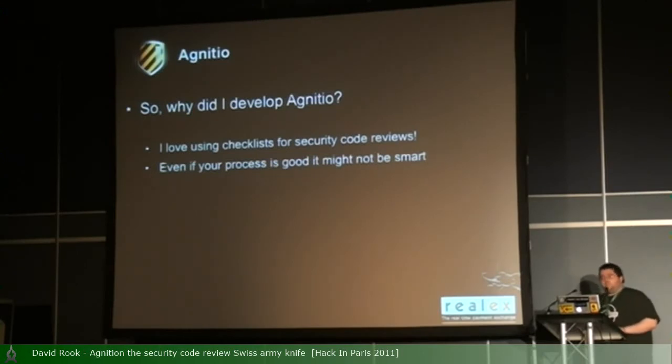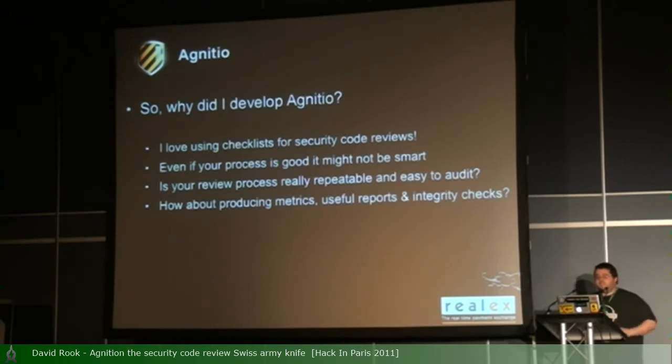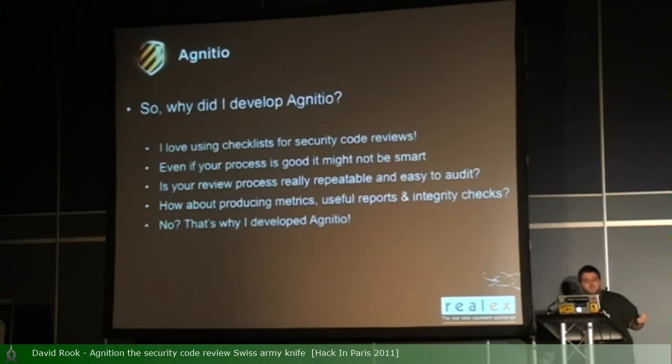But more importantly, what I found was that at Relax I had this good code review process. The one I talked about before is the review process I have at Relax. But I figured that it wasn't smart. And when I started asking myself questions, particularly two on the screen here: was the process really easy to use? Was it easy to be a part of? Was it easily repeatable? Was it easy to audit? Was it easy to produce metrics? Or were we kidding ourselves in saying that we could produce metrics? Could it produce reports? Could it do integrity checks? Well, the answer for me was no at the time. I needed something to make that good review process smart.